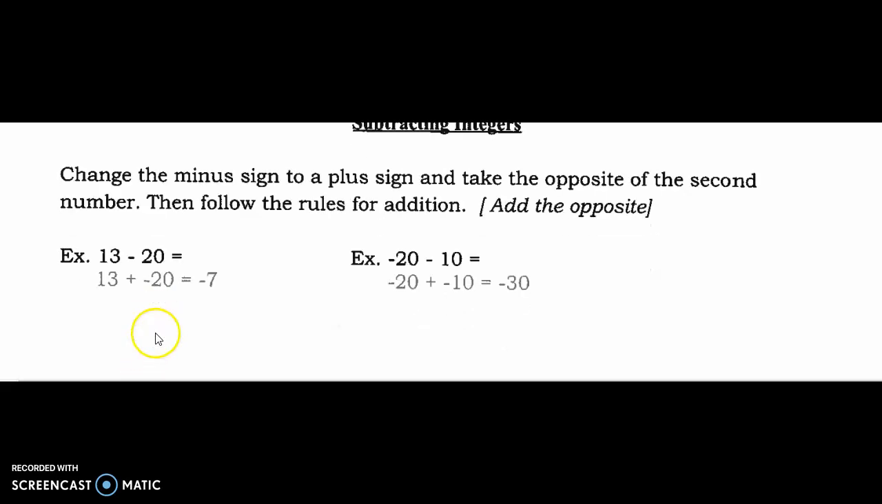So if you look here and you have 13 minus 20, we're going to change the minus sign to a plus sign and take the opposite of the second number. So we're going to add a plus sign, and the opposite of positive 20 is negative 20. So we've rewritten this, so now we can follow the rules of addition. We have 13 plus negative 20.